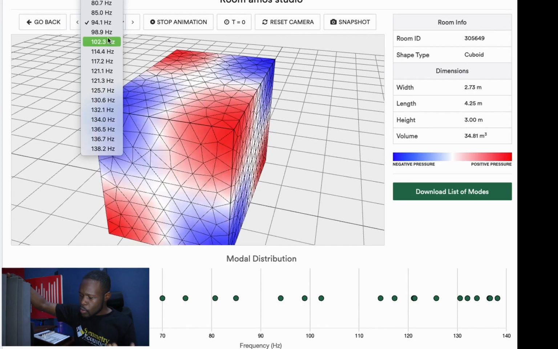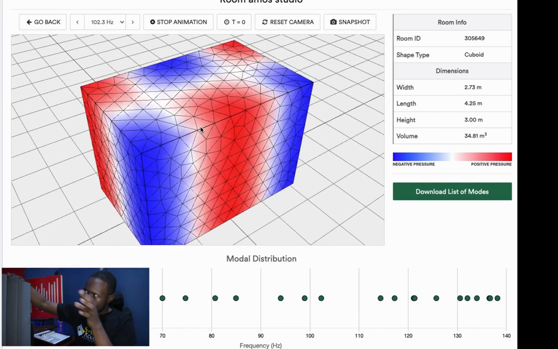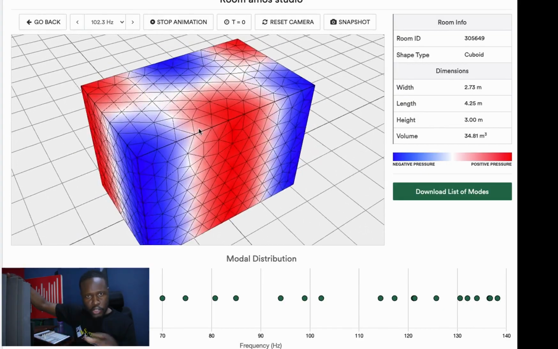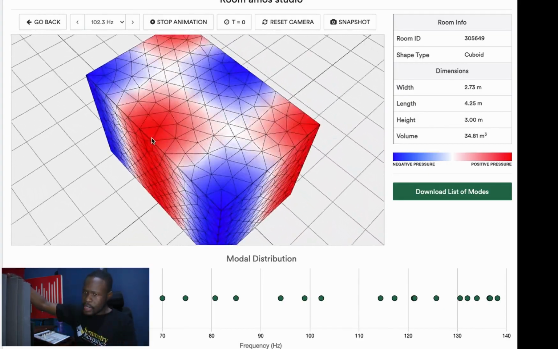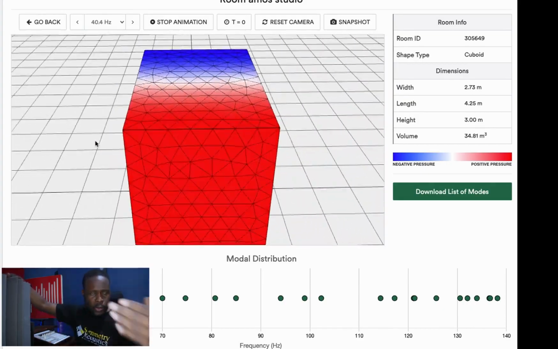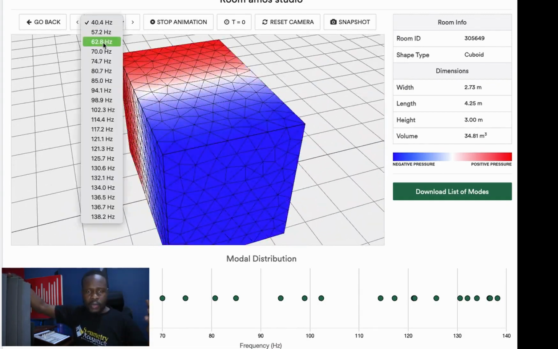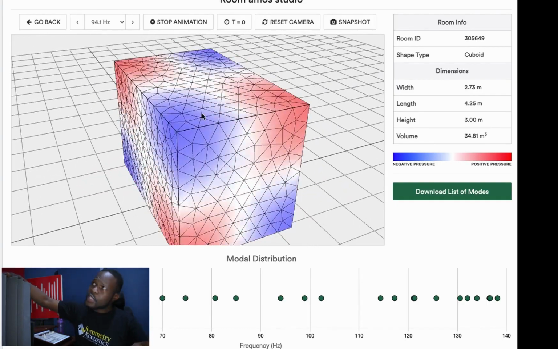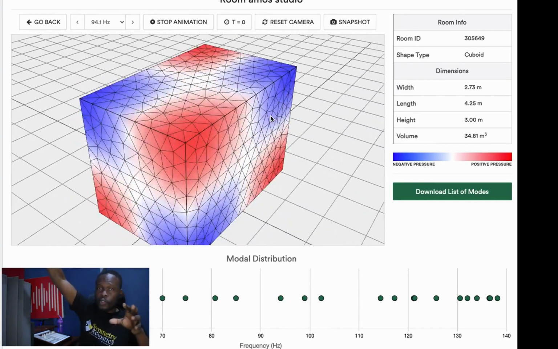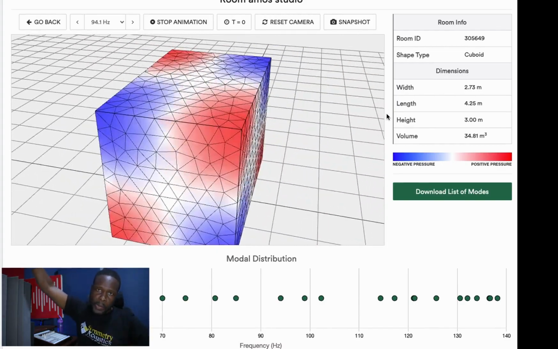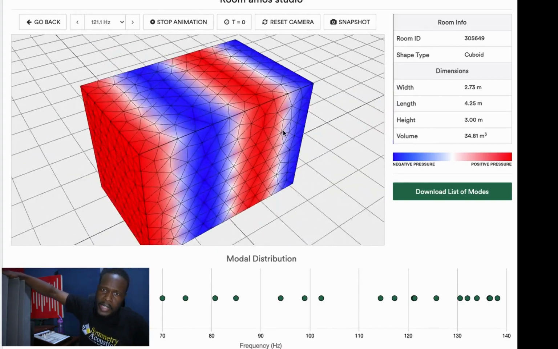Also, we have what we call room modes that accumulate at the corners, which we call tangential modes. Tangential modes are modes that accumulate on the corners. Axial modes are modes that accumulate on the wall boundary surfaces, not corners. And then we have what we call oblique modes. Oblique modes are at the 3 corners of the room. Those 3 corners, where the 3 walls meet, that is where we have oblique room modes.